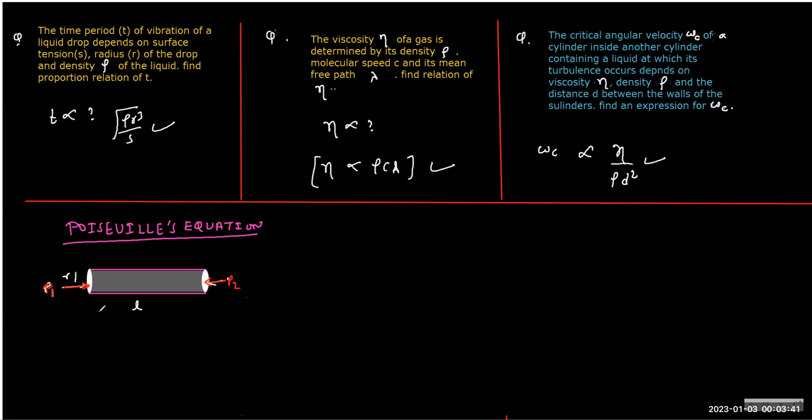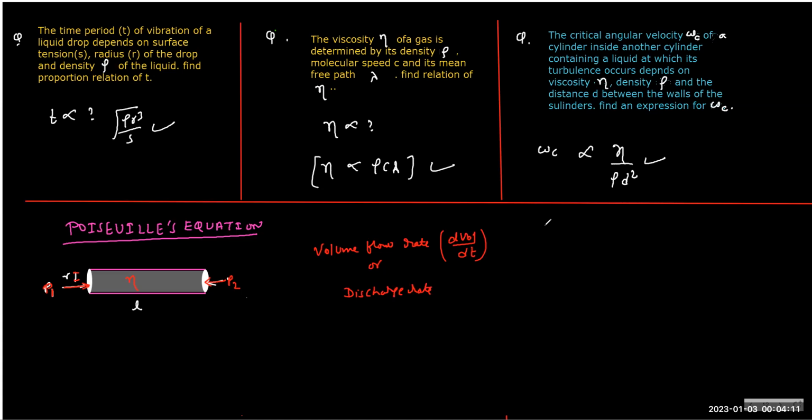So pressure is P1 and P2. The radius is R. And the viscosity is eta. So it says that the volume flow rate. What is volume flow rate? dV by dt, also known as, what else we call, discharge rate.